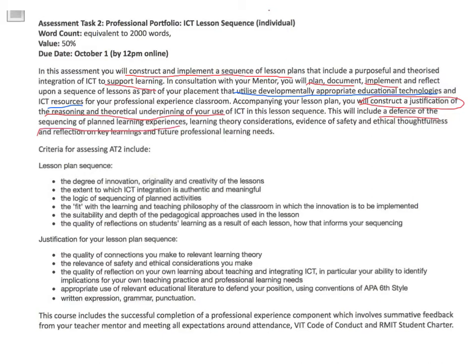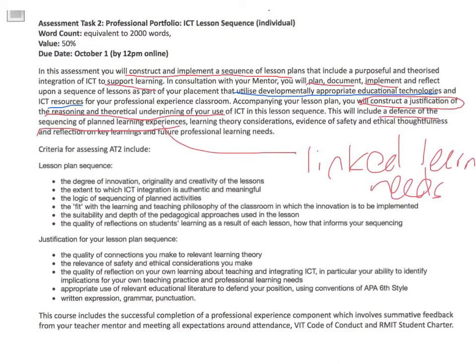How have these learning experiences linked to the learning needs of the students that you are teaching, whether that's all the students in your class, whether that's a small group, or whether it's one or two individuals that you've been able to construct a learner biography for.